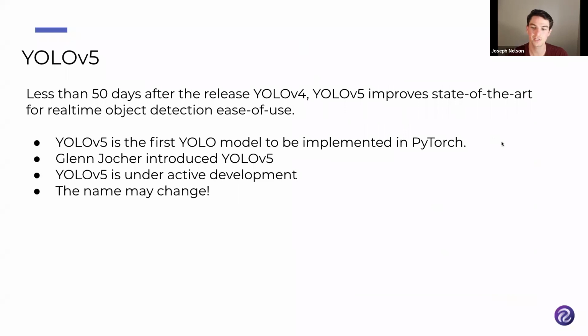So less than 50 days after the release of YOLOv4, YOLOv5 improves on state-of-the-art for real-time, and it was the first in the full YOLO family of models to be fully implemented in PyTorch. Now, you kind of have to put first in air quotes here, right? Because he was also the person that re-implemented YOLOv3 in PyTorch. But in terms of introducing a new model, this is the key thing. Now, he noted that the name may change in many places. I think it's actually probably here to stay now after the awareness of it. And it's under active development.